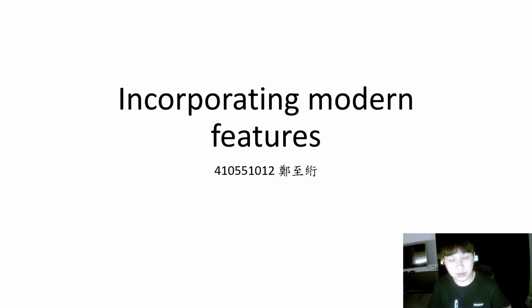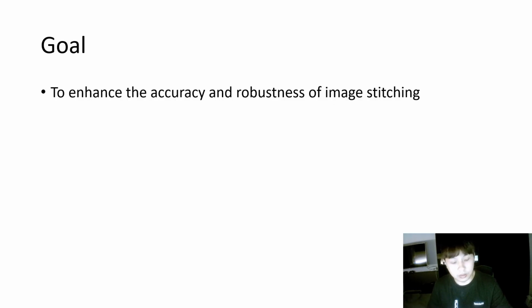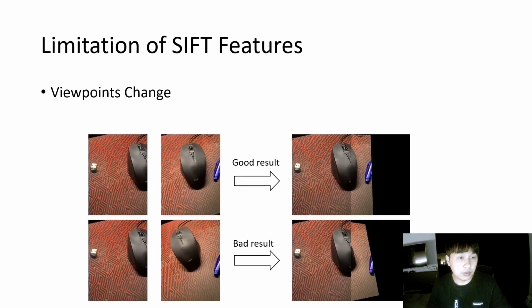Incorporating modern features. The goal of this final project is to enhance the accuracy and the robustness of image stitching. We have implemented image stitching in our assignment too. However, we know that image stitching still has some limitations. For example, the viewpoints change. Even a slight change in viewpoints can affect the stitching result. The change in viewpoints can lead to a poor matching of key points, resulting in incorrect or fewer good matches.